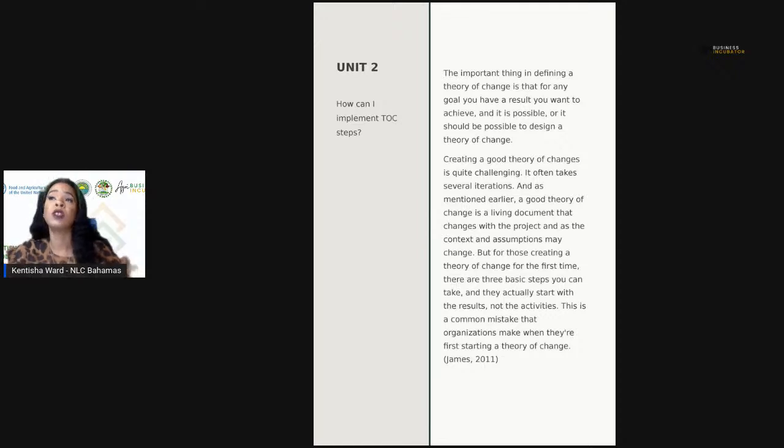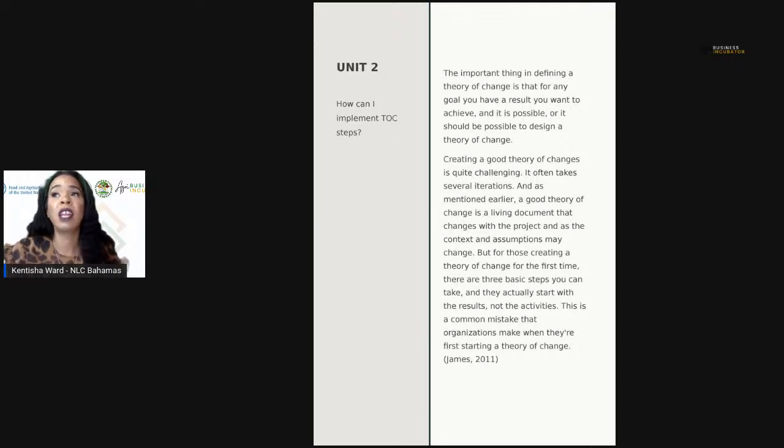Okay, so the most important thing about defining a theory of change is that for any goal, you have a result that you want to achieve. So you know with your business which results you want to achieve. You know which results your family and friends want you to achieve, but what's most important is what you want to achieve and what is really possible. And it should be possible to design a theory of change for your business as well.